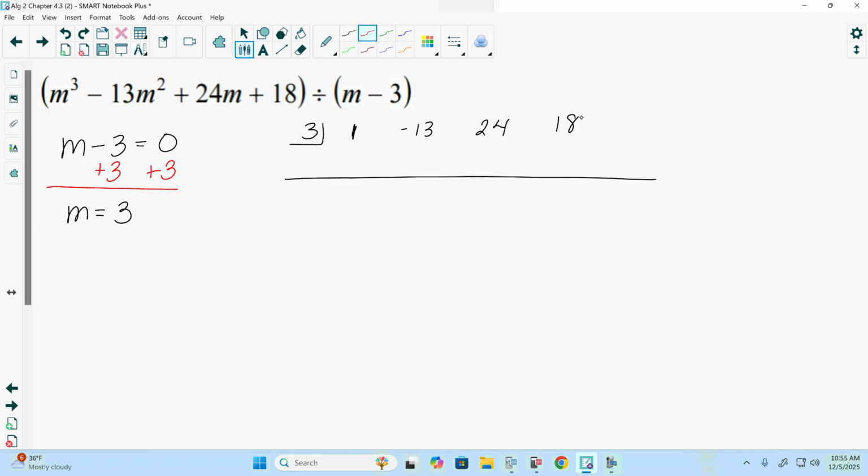Now the numbers going across there should be one more than the degree. Since the degree of that is 3, we should have 4: our m cubed, m squared, m, and constant. We should have 4 numbers up there: 1, negative 13, 24, 18. We do have 4. Questions on this so far? We good with this so far? Yes? Okay. Next step.